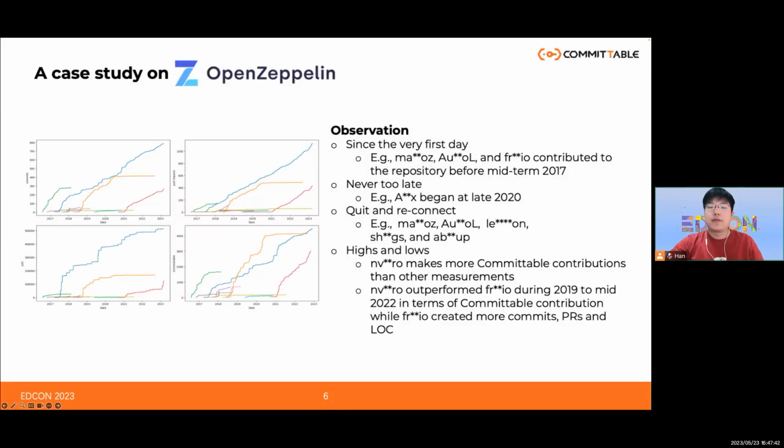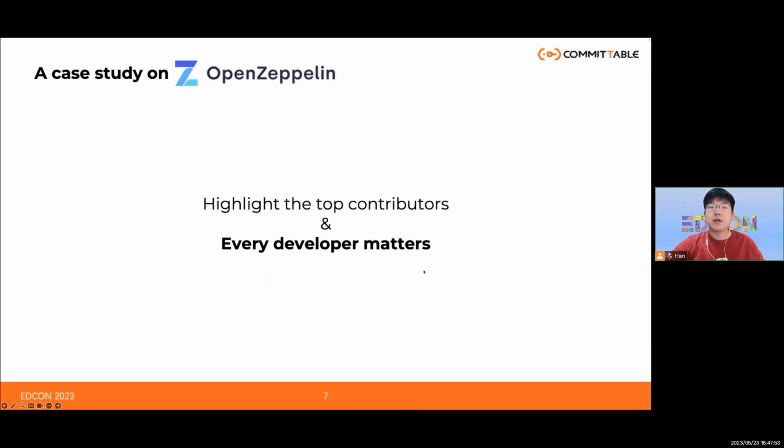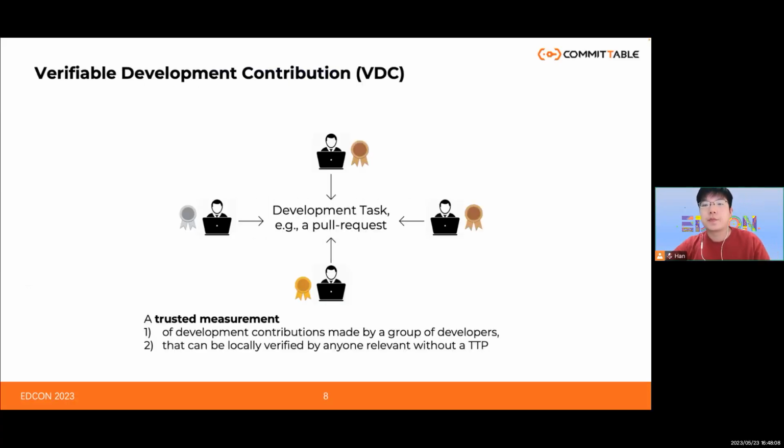Therefore, the real question to us is, are core developers always more important than others? If not, what would be the solution to the measurement of developer contributions? To achieve the sustainability of a developer community and make sure all participants are fairly acknowledged, it is critical to not only highlight the top contributors, but understand that every developer matters as well.